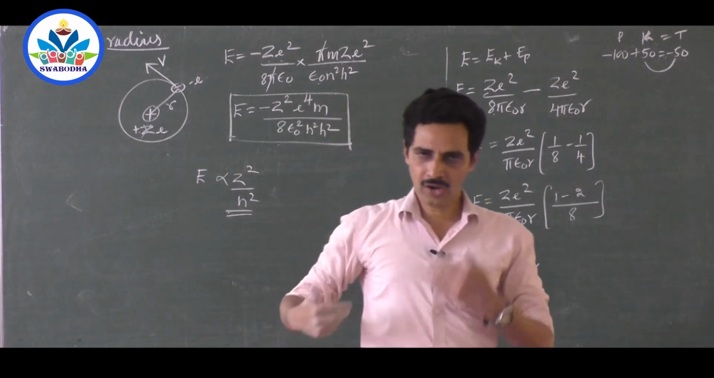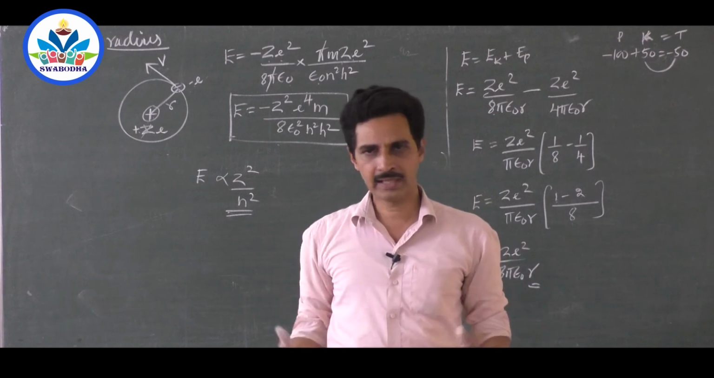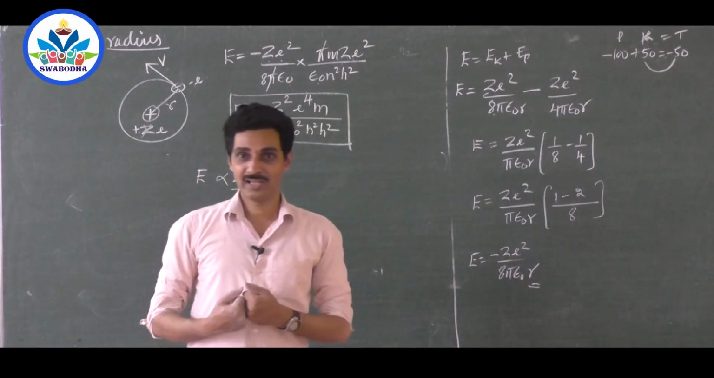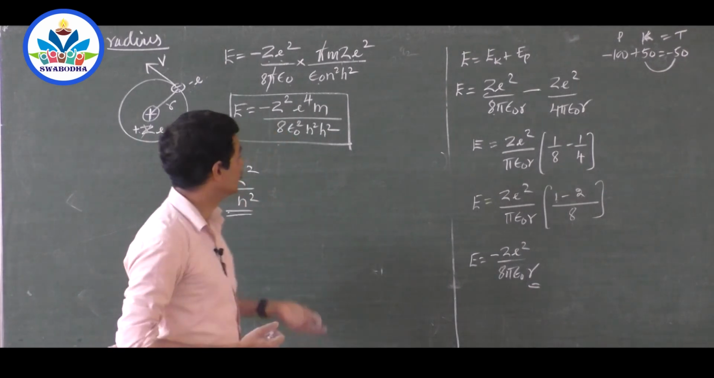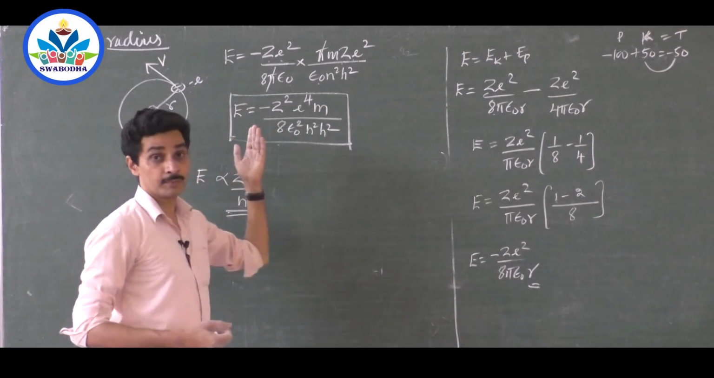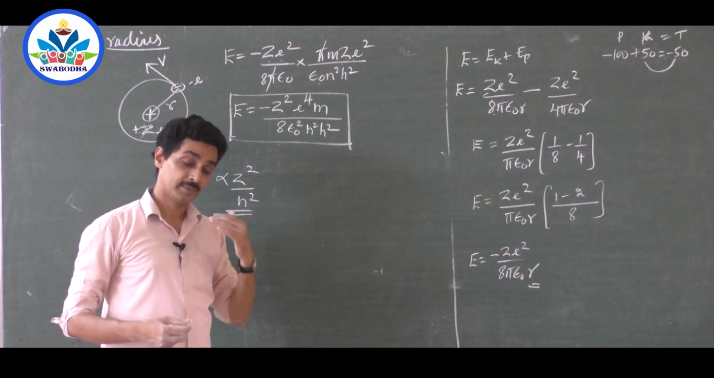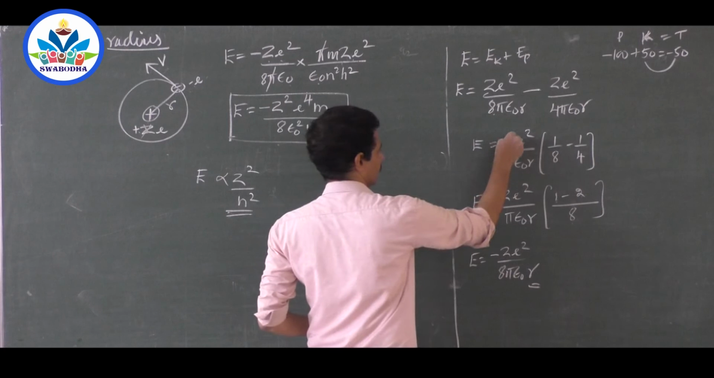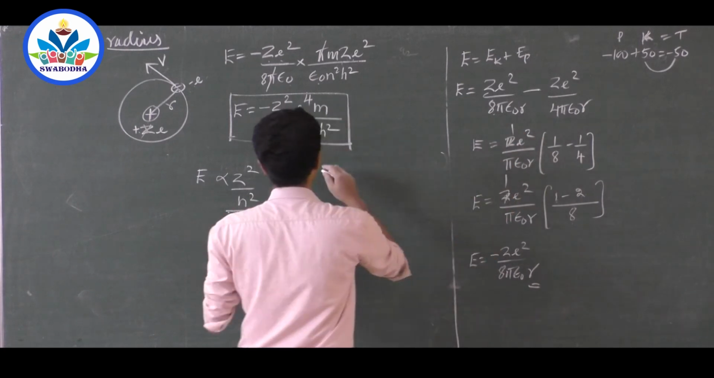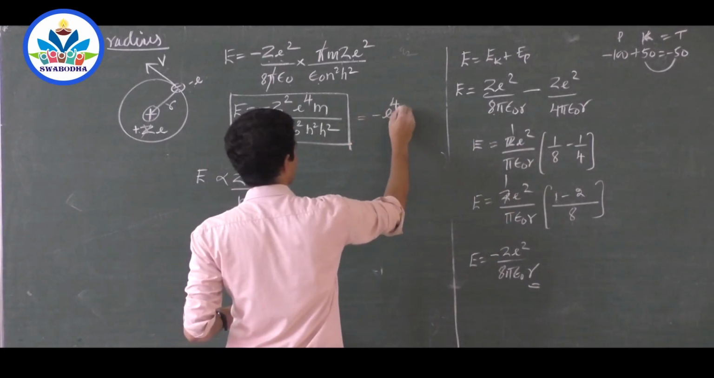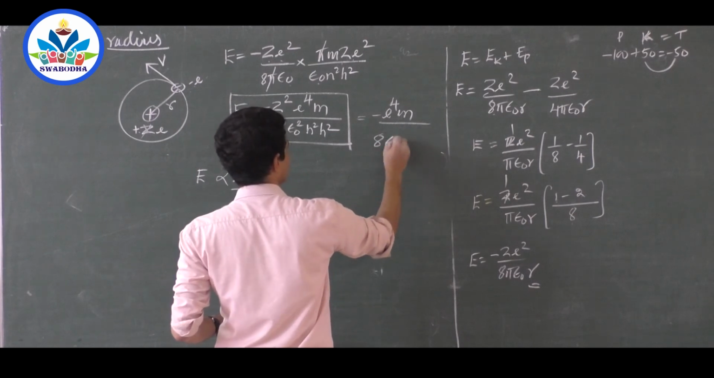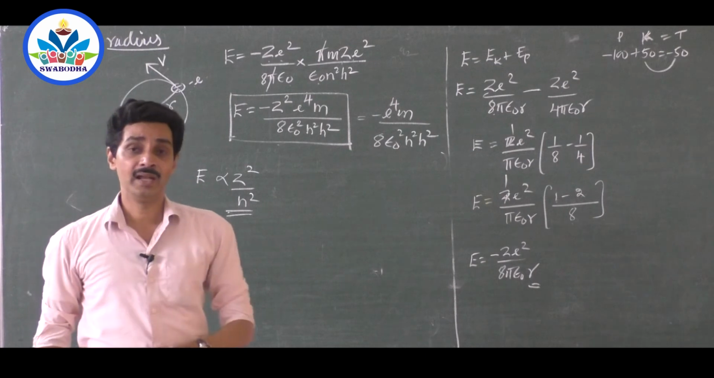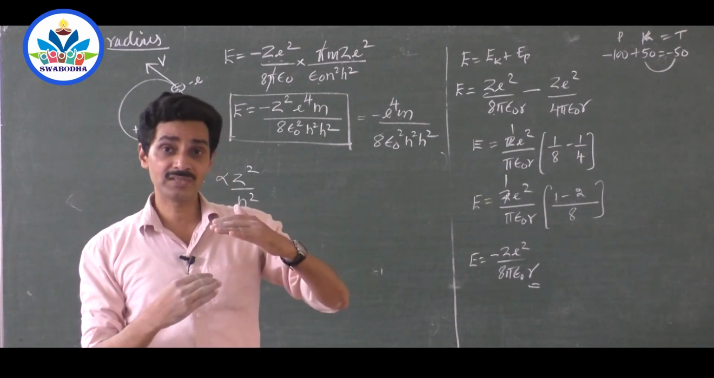Now Bohr got this answer for the total energy. Bohr applied this only for the hydrogen atom, so Z you have to delete, Z equal to 1. So you have the formula minus e to the power 4 m divided by 8 epsilon naught squared n squared h squared. And he applied it to the simplest atom, the energy of the electron in the ground state of the hydrogen atom.